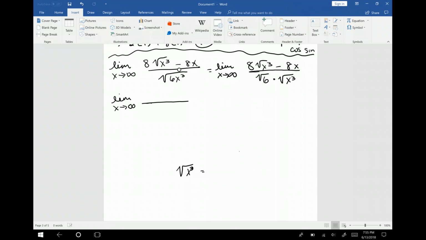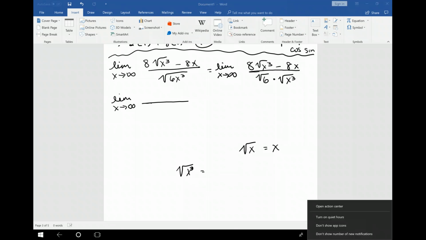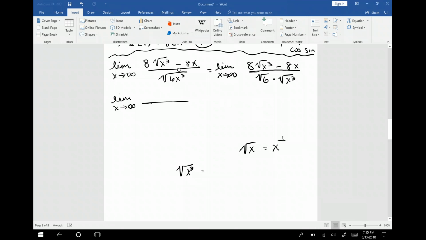If I have the square root of x, how do we rewrite the square root of x? It's x to what power? To the, um, it's a fraction, but I don't remember. To the 1/2 power. Yeah. So you know that because the square root is, the power is 1/2 on that. So you can do the same thing with the square root of x cubed. It's x cubed to the 1/2 power.